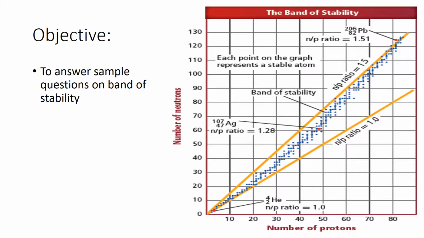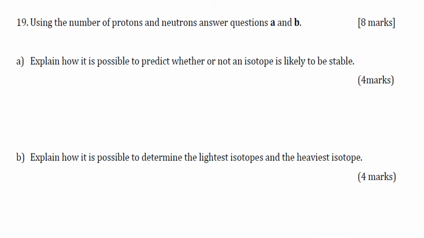For this tutorial, we are going to answer sample questions on band of stability. These questions came out on last year's system-wide quiz. Using the number of protons and neutrons, answer questions A and B. Explain how it is possible to predict whether or not an isotope is likely to be stable.